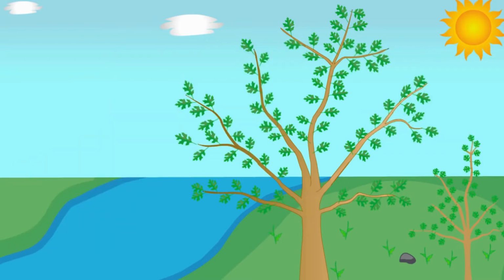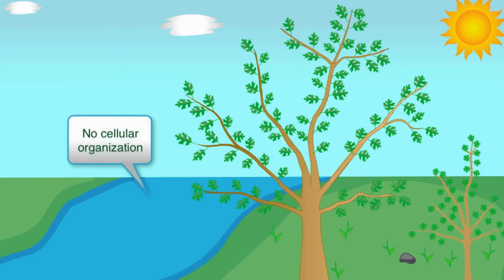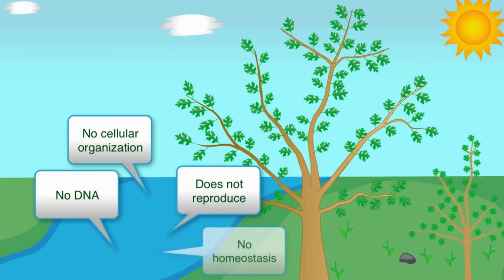In contrast, let's consider the creek running alongside the path. While it may grow larger or change size due to increased rainfall or other weather conditions, it is not made up of cells. Water does not contain DNA. It doesn't reproduce or maintain homeostasis. Because water doesn't share these characteristics of life, it is considered non-living.